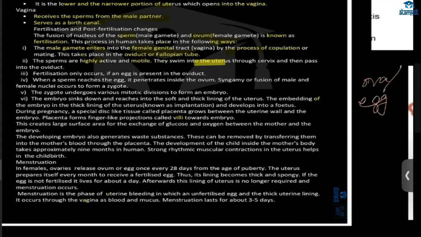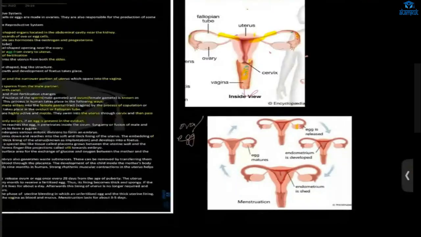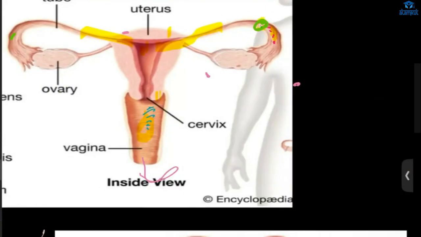Sperms are highly active and motile. They swim into the uterus through the cervix and then pass into the oviduct. Fertilization only occurs if the egg is present in the oviduct. If the egg is not present, fertilization will not happen.